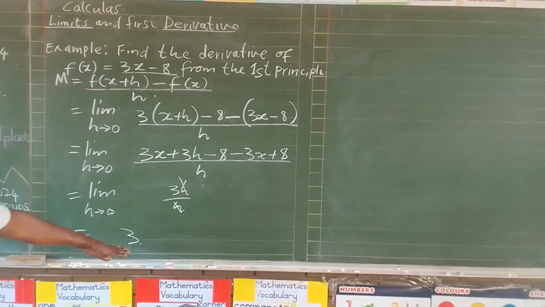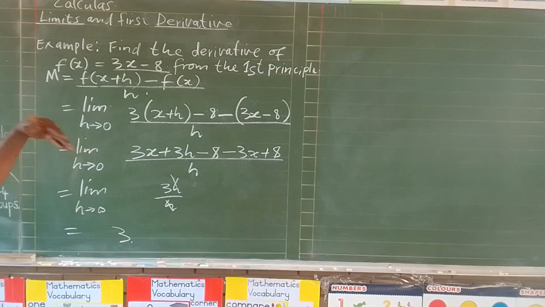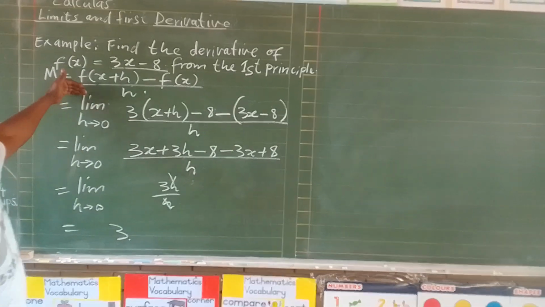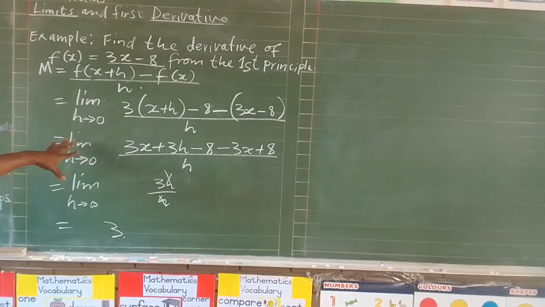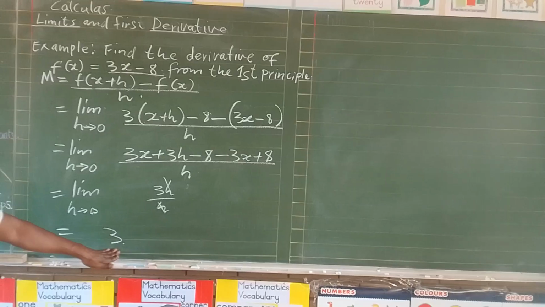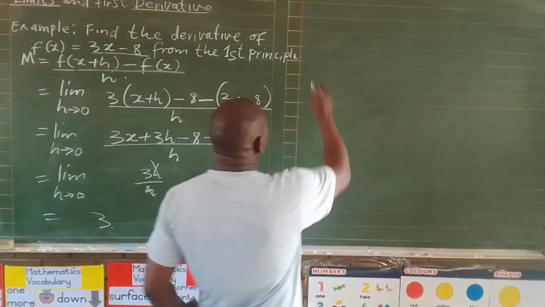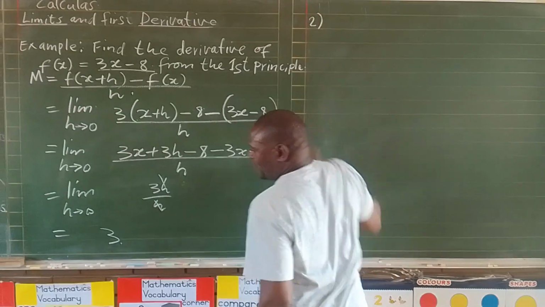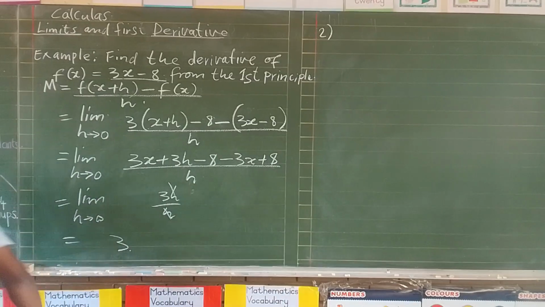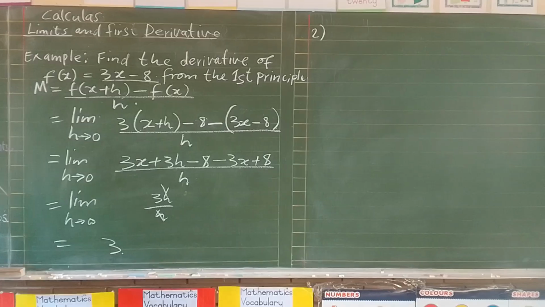This is a straightforward problem where by using the first principle, you follow the limit part, you are going to come up with 3. Now let's see the second example. The second example must be a little bit challenging so that we can all follow.